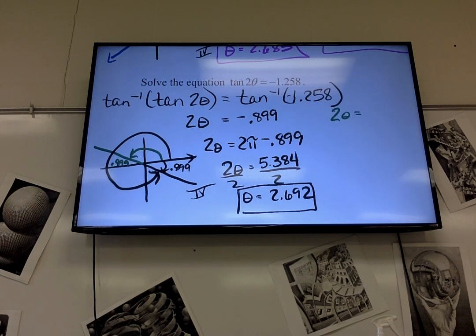How do we find the green angle? Pi minus the 0.899, because it's only half the circle, and then backed up 0.899. I got 2.243. Divide by 2 and you get 1.121.